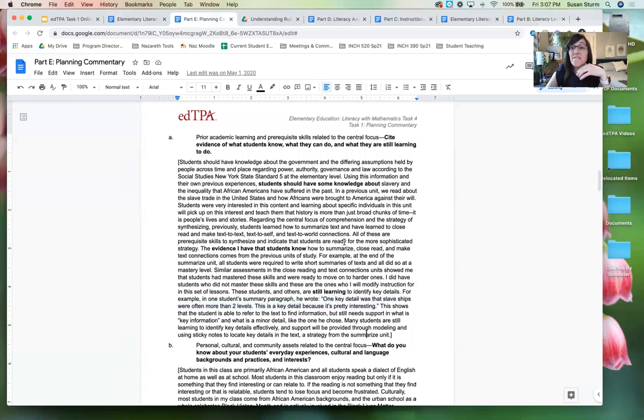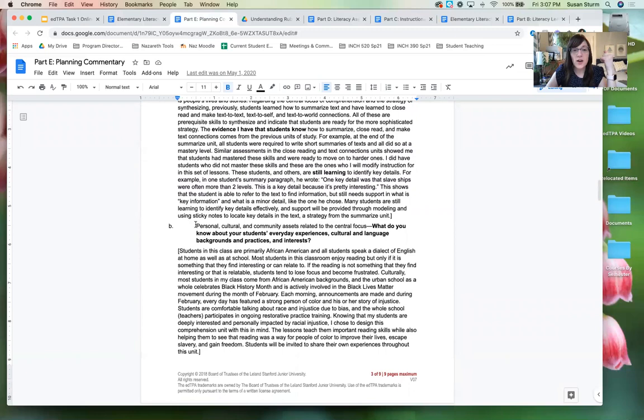Okay, so that's a very strong response. We see quotes, we see evidence, we see knowledge of what they know, what they're able to do, and what they're still learning. Super clear. Copy that structure. Here's the part where you talk about your students' personal, cultural, and community assets related to your central focus.